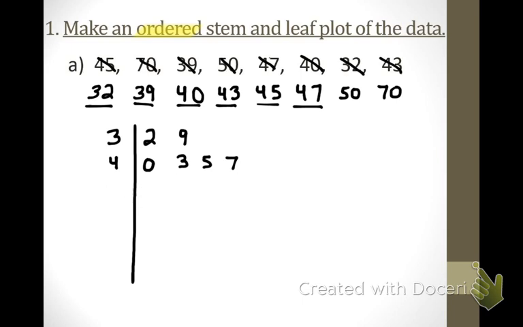Next up, my number is 50. So once again, the tens place goes to the left, and there are 0 ones for that number. Let's go to the next one. My final number is 70.